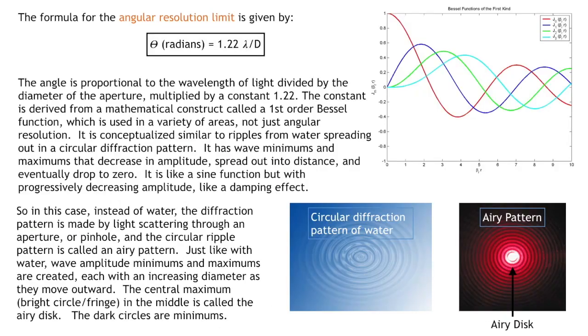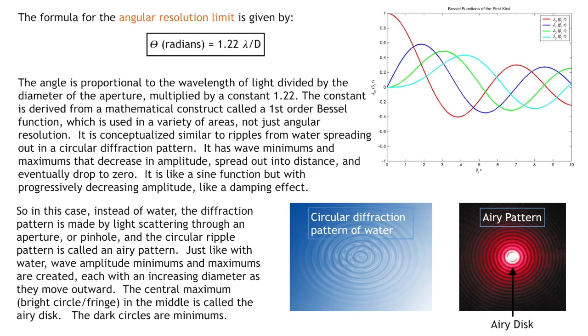So the formula for angular resolution limit is given by theta in radians equal to 1.22 times the wavelength divided by the diameter of the aperture. The angle is proportional to the wavelength of light divided by the diameter of the aperture, like it says in the formula, multiplied by a constant 1.22.